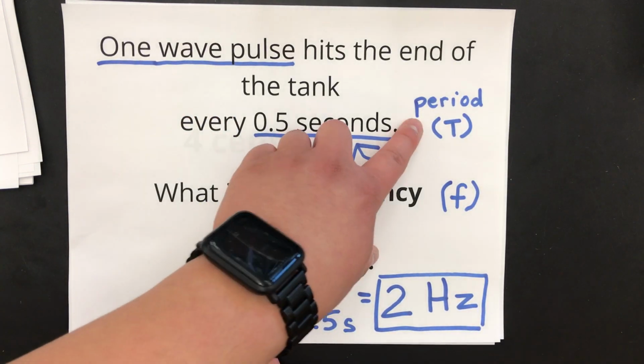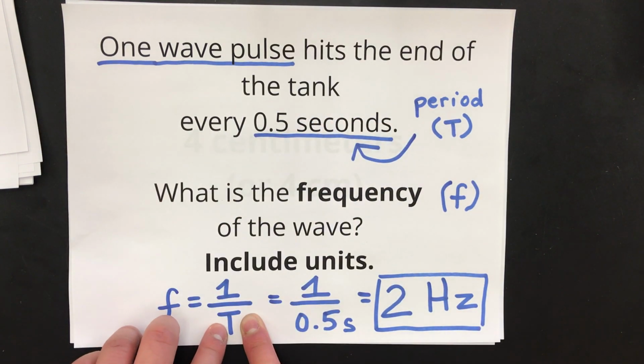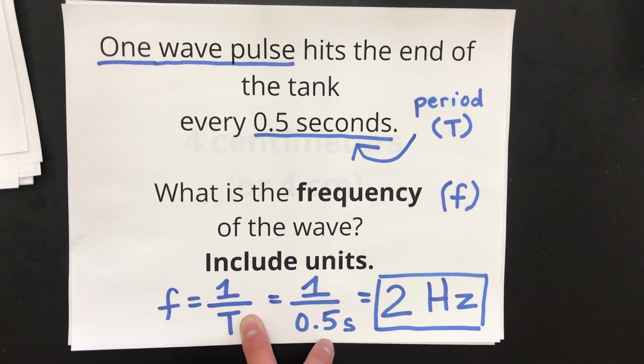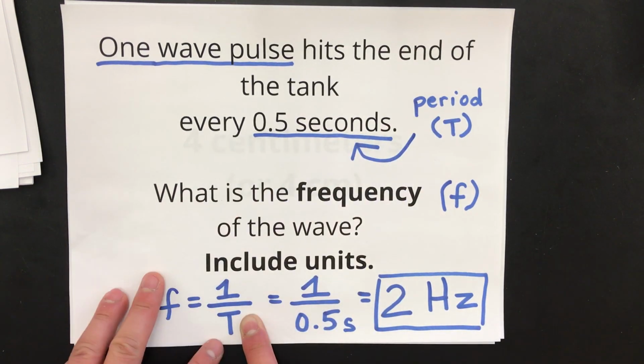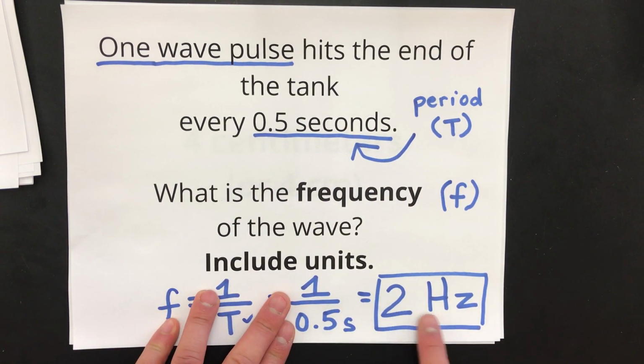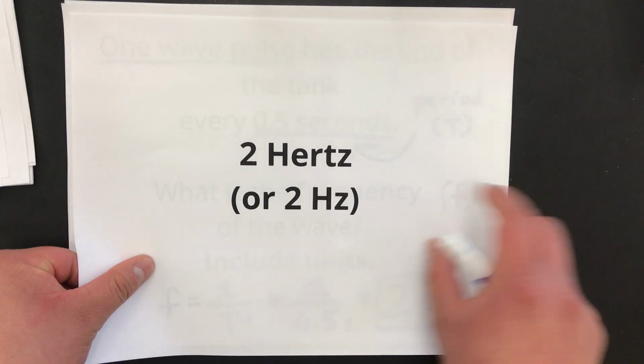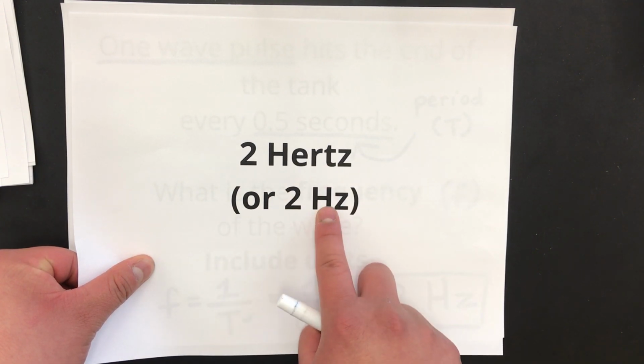Okay, I know, period starts with the letter P, but its abbreviation is the letter T. I know it's very confusing. So 1 divided by 0.5 seconds. We're just plugging in the period here. And the answer is actually 2. And the units of frequency, remember, are hertz. So again, the answer is 2 hertz, or 2 capital H-Z.